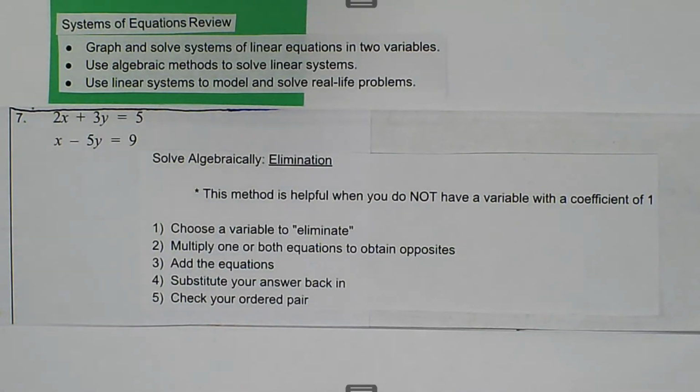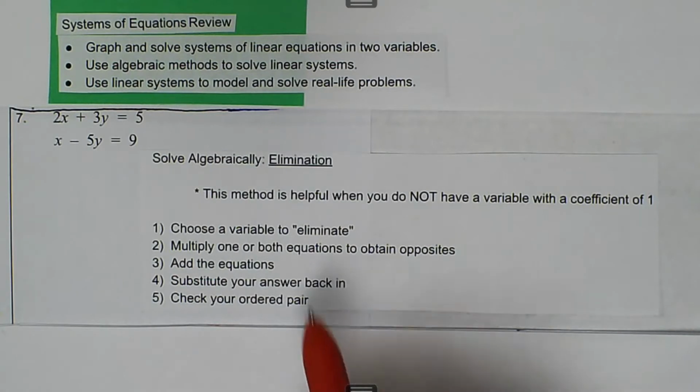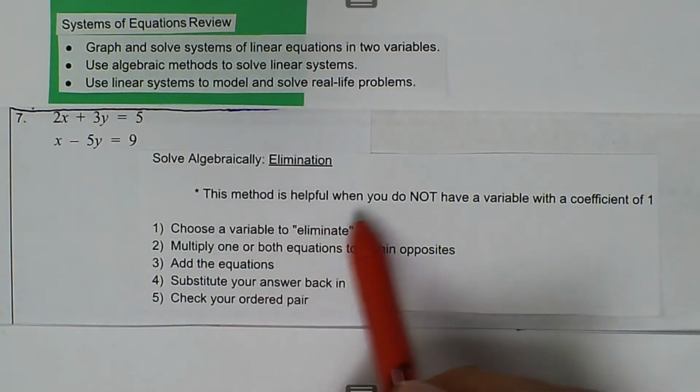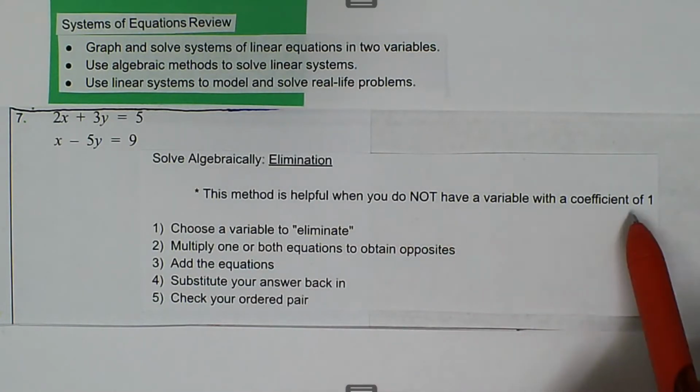We are talking about solving systems of equations, and we want to graph and solve systems of linear equations in two variables, and we want to use algebraic methods to solve linear systems. And in this case, the algebraic method that we're going to use is elimination. This method is helpful when you do not see a variable with a coefficient of 1.